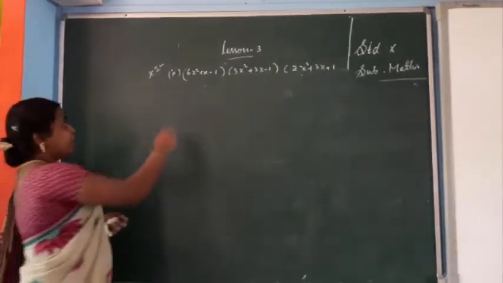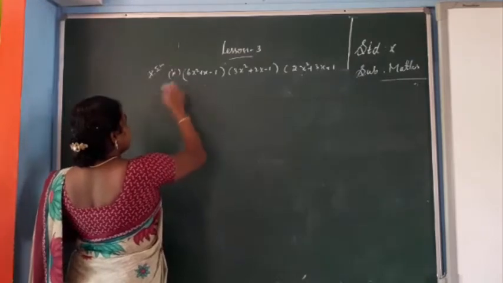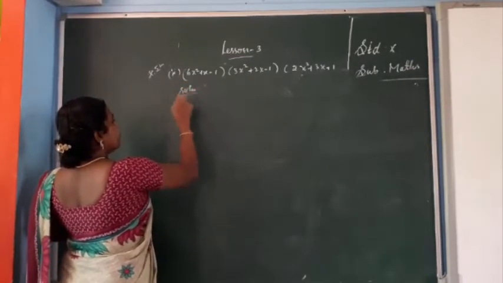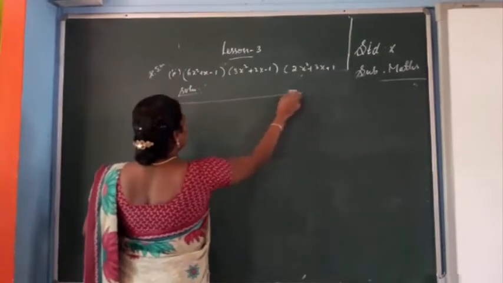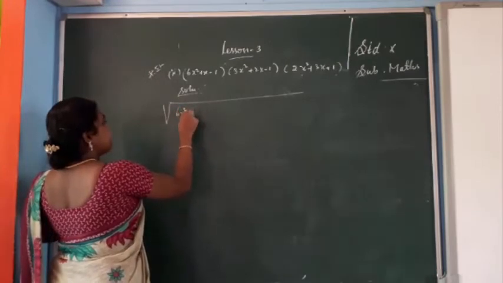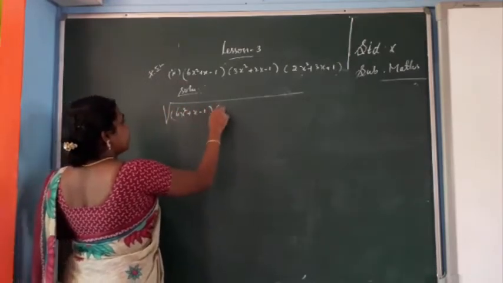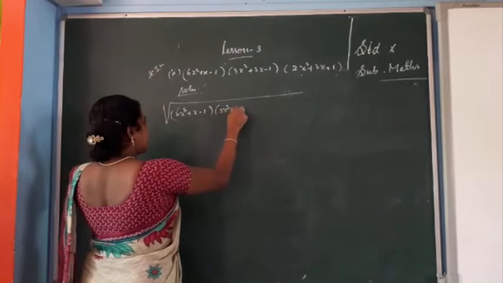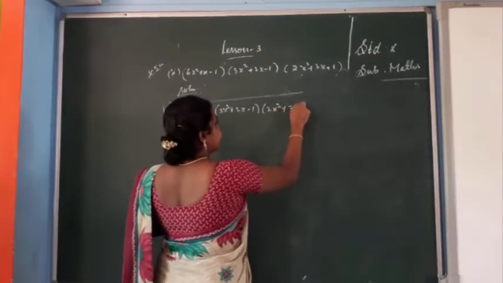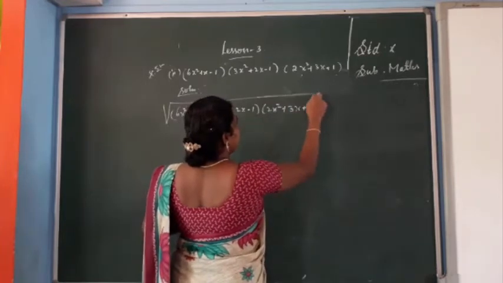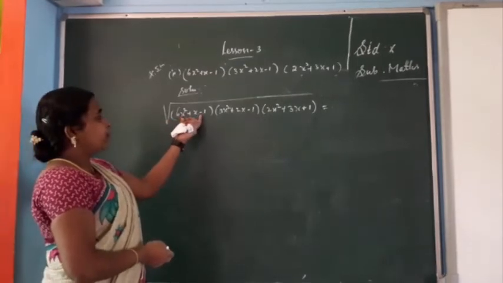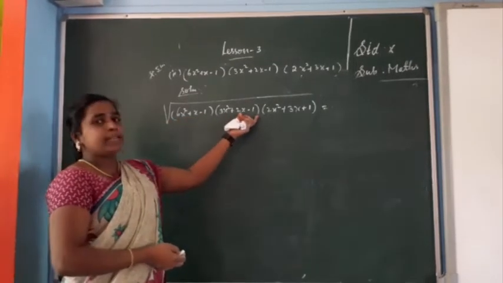So square root of, I am writing the solution. Square root of 6x square plus x minus 1, into 3x square plus 2x minus 1, into 2x square plus 3x plus 1, equal to. So inside the root, quadratic polynomials are there, isn't it?